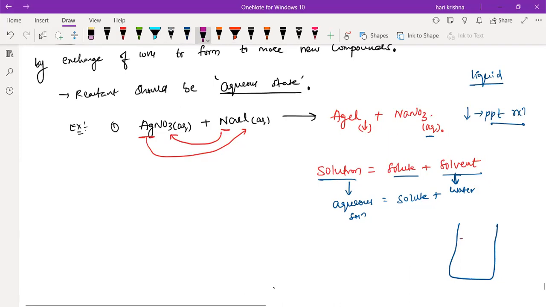What is the meaning of precipitate? Suppose initially we have taken one liquid here. Now we are adding one more liquid here. These two undergo a reaction. Finally, one solid substance will settle at the bottom of the beaker. So whichever solid or insoluble substance settles at the bottom of the beaker is called a precipitate. Clear? Yes, sir.